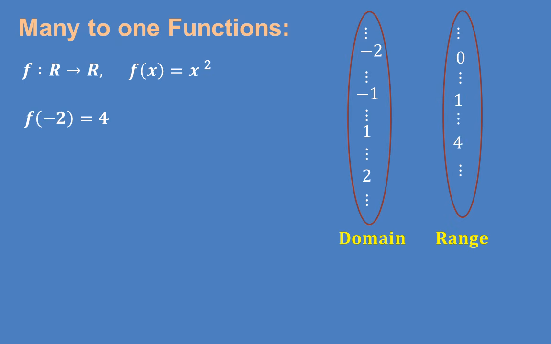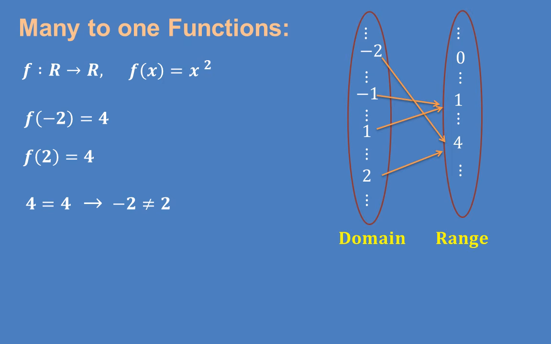Here, f of -2 equals 4. And f of -1 equals 1. And also, f of 1 equals 1. And f of 2 equals 4. And here, 4 equals 4. But, -2 is not equal to 2. And what do you notice in these arrows? Yes, the arrows go from two different values to the same value. That is, this function is a many-one function.